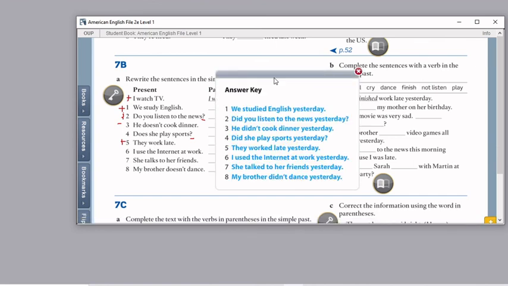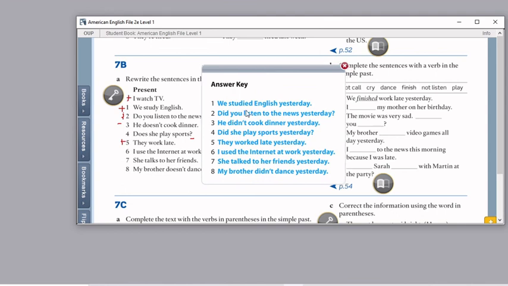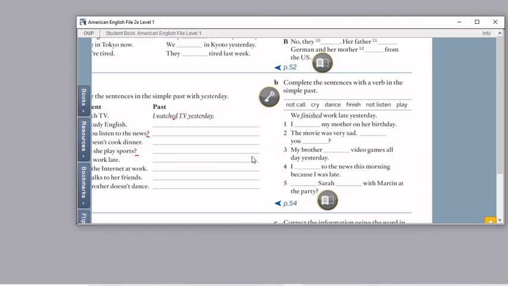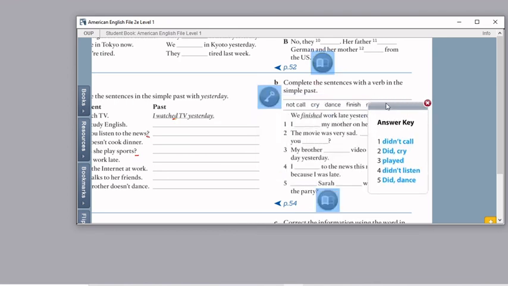Check the answers. Letter B. Complete the sentences with a verb in the simple past. Some are negative, others are affirmative or interrogative. All depends on the sentence. Stop the video, complete the blanks, and then check your answers. Okay, these are the answers.